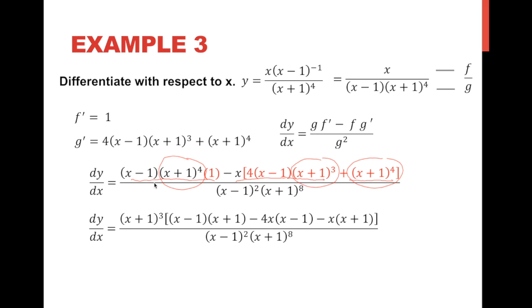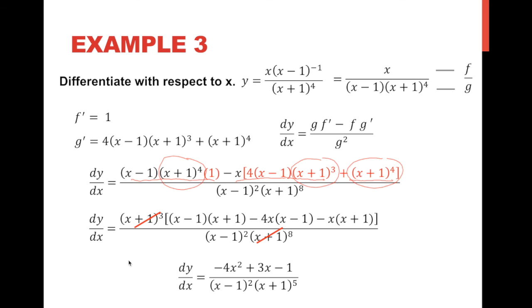So the remaining factor for the first term will be x minus 1 times x plus 1. The remaining factor for the second term will be negative 4x times x minus 1. And for the third term, the remaining factor is negative x times x plus 1 to the power of 1. Okay? Now, why did I do that? So that we can cancel out the common factors between the numerator and denominator. And in this case, it is x plus 1 to the power of 3.